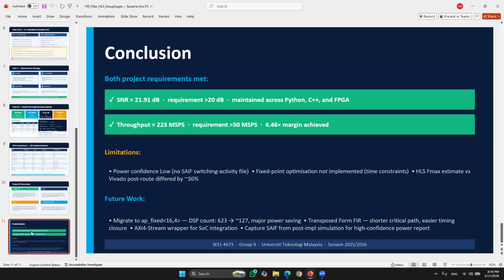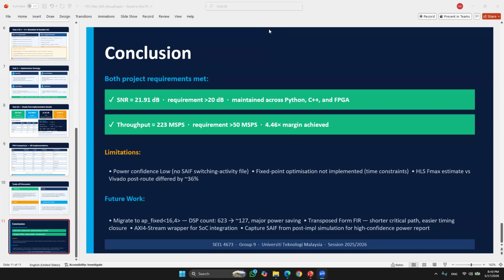Next slide, please. Okay, to wrap up, both project requirements were fully met. SNR of 21.91 dB consistent from Python through C++, all the way to the physical FPGA, and a throughput of 223 MSPS, giving us a 4.46 times margin over the 50 MSPS target.